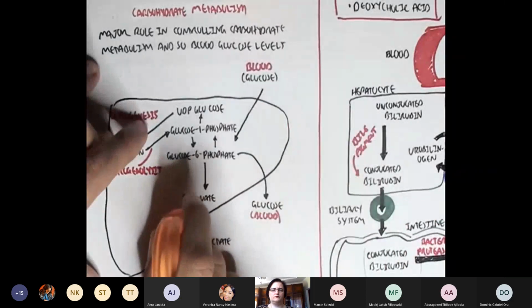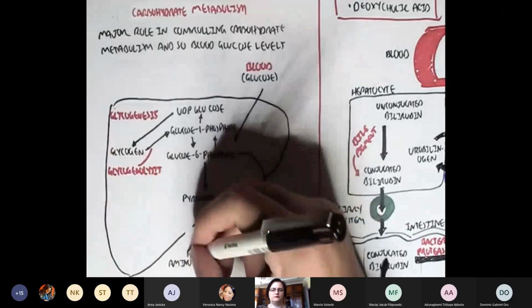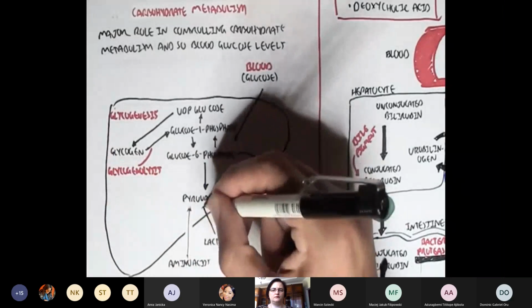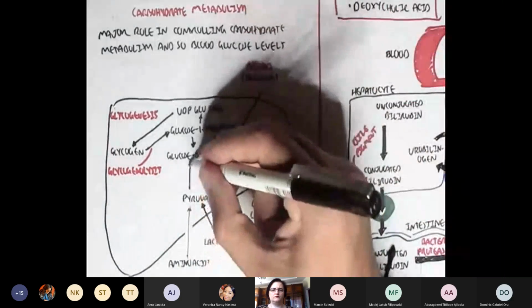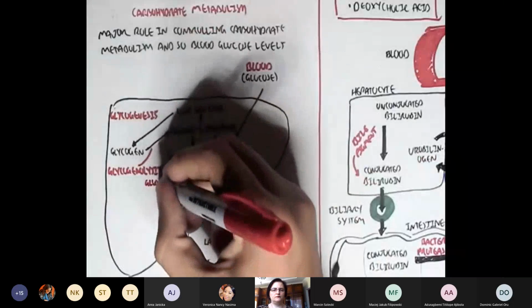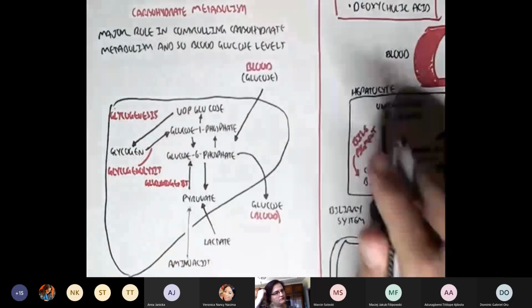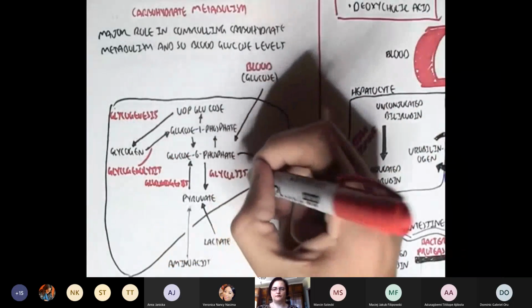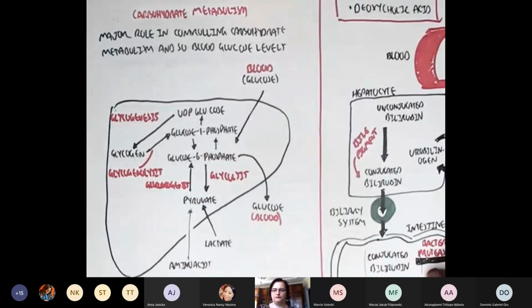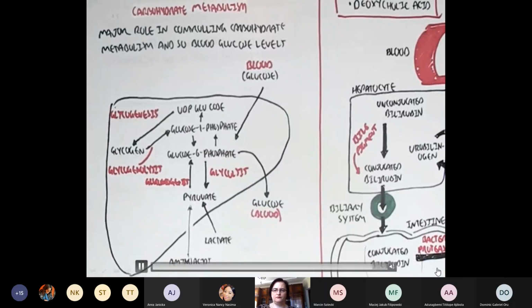If blood glucose levels are low and glycogen levels are low as well, amino acids and also fats, for example, can be converted to pyruvate, which then will go through a process known as gluconeogenesis to produce more glucose. The opposite of gluconeogenesis is glycolysis.